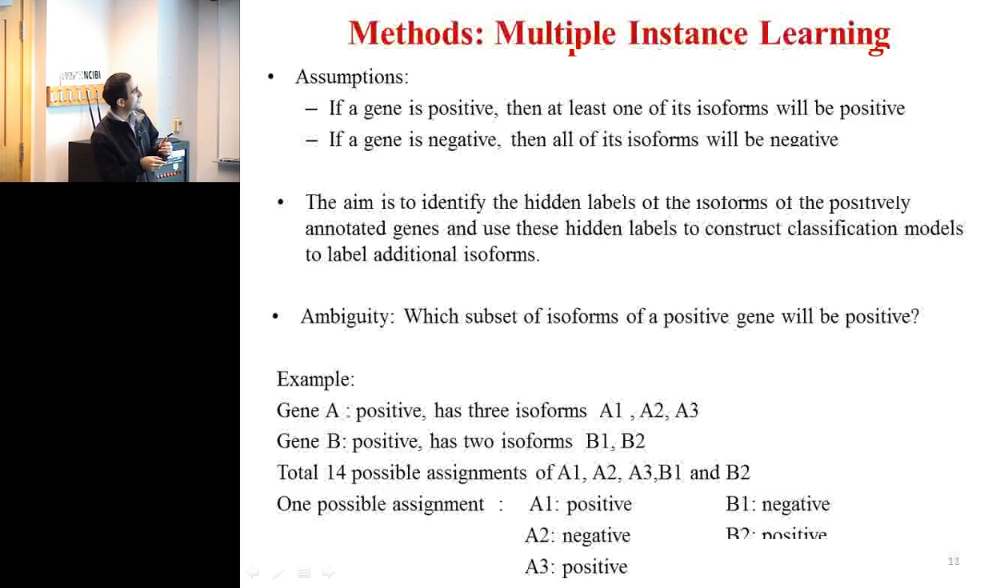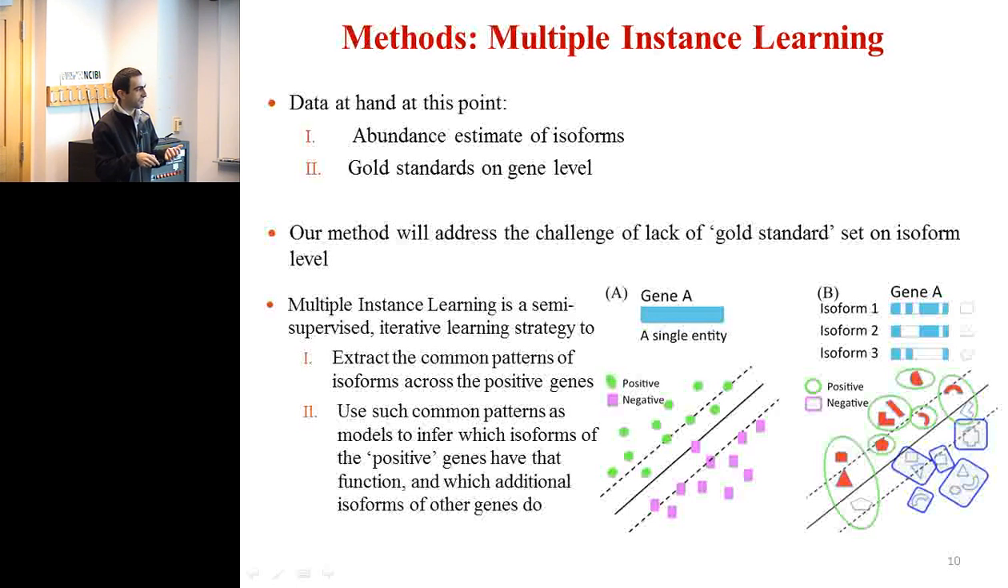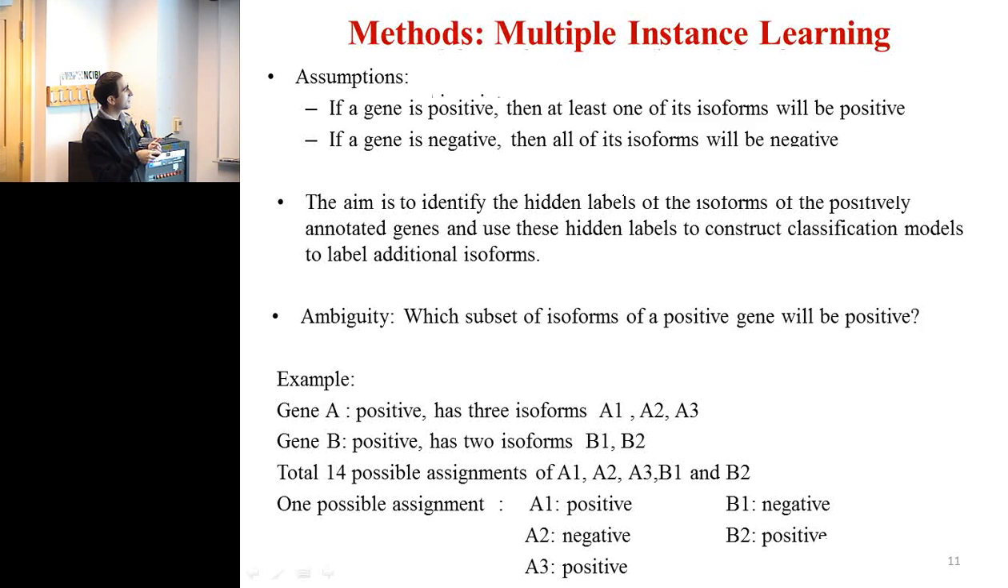There are two assumptions for multiple instance learning. If a gene, or a bag, is positive, at least one of its isoforms will be positive. So if you know that a bag is positive, then at least one of its isoforms should be positive. And also, if a gene is negative, then all of its isoforms will be negative. So there is no ambiguity about the negatives. The only question is which subset of isoforms of a positive gene will be positive. That is the ambiguity we're trying to solve.